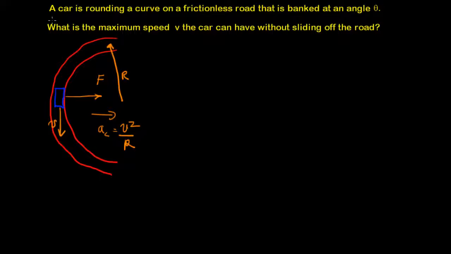And so in this problem, we see a car is rounding a frictionless curve. So for the sake of this discussion, we're going to say there's no friction, and the road is banked at an angle theta, right?